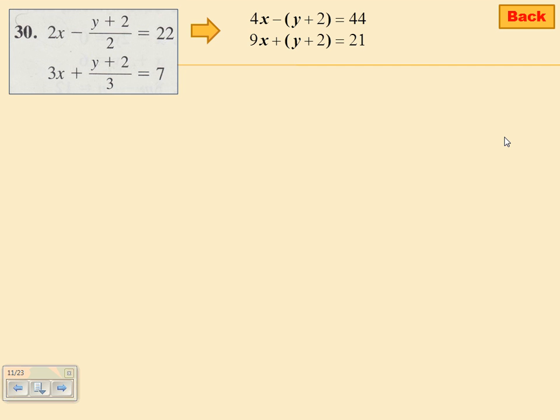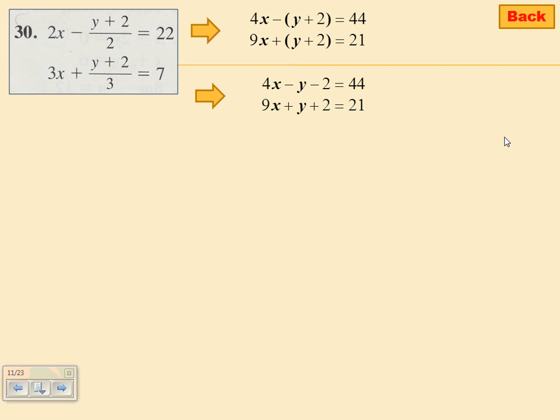Notice what I did to the top equation. Y plus 2 is in parentheses, and notice what's in front of the parentheses: that minus sign. That's very, very important. If you try to do this, I'm assuming a lot of you made a mistake at that point. I then simplify by distributing the negative on the top equation. So I get 4x minus y minus 2 equals 44, and 9x plus y plus 2 equals 21.